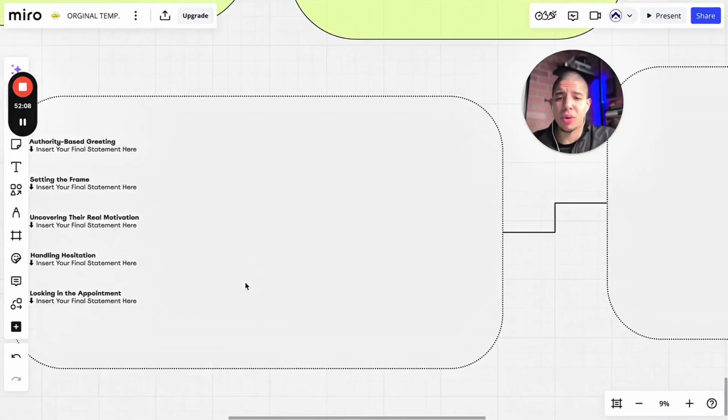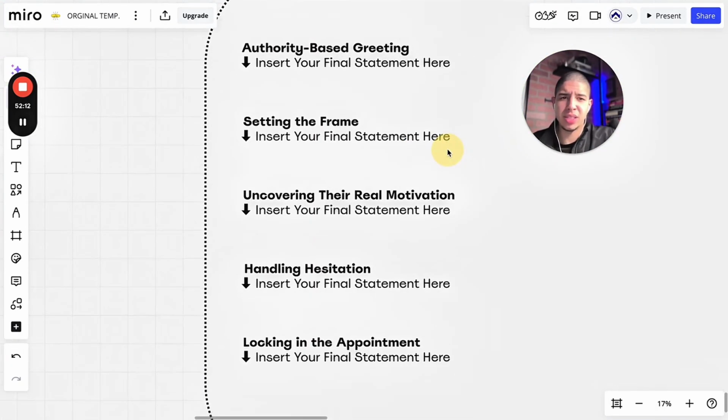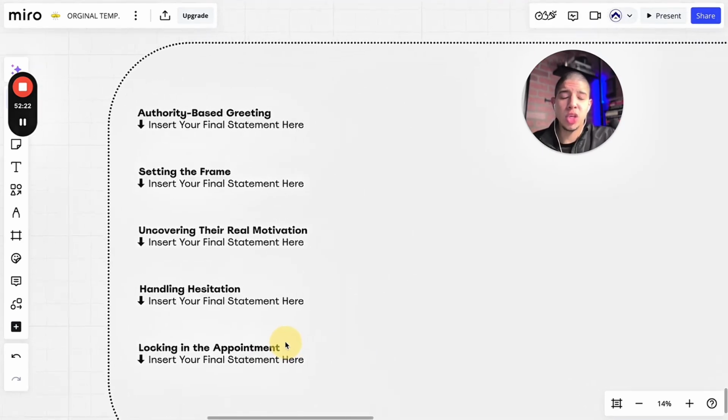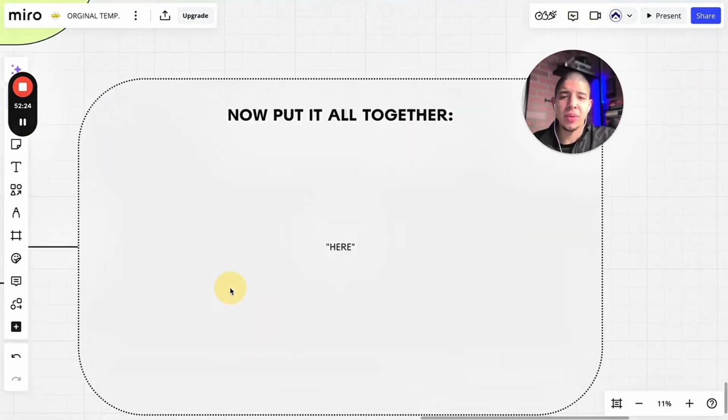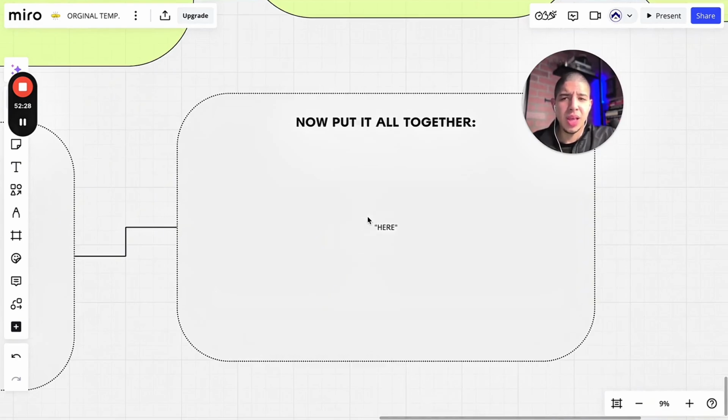So now I want to put it all together, right? If you're a client of mine, once again, then we would do this together, but take some time and do this for yourself. Authority-based reading, you want to insert it here. Setting the frame, insert it here. Uncovering their real motivation, insert it here. Handling hesitation, and then locking in the appointment. You want to have this all systemized, right? Now put it all together. Now this will be your offer, right?